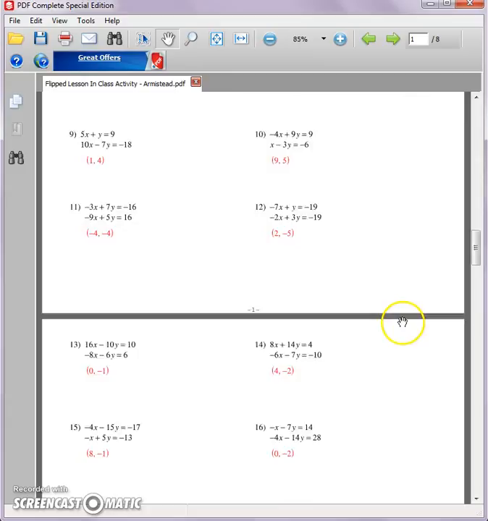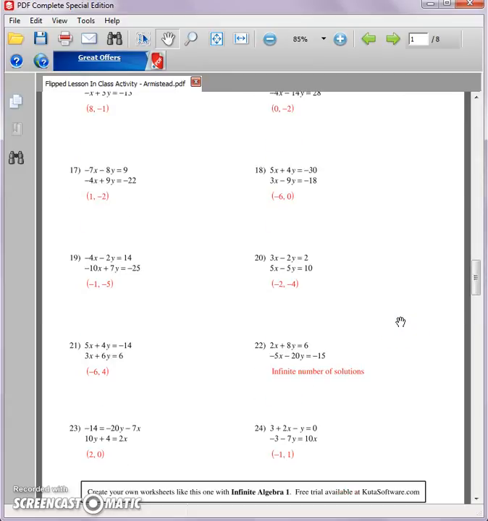Here's 1 through 12, and here's 13 through 24. I always like to include answer keys in my PDF files, not only for my own ease when I'm grading papers, but also for substitutes should I have to be absent.